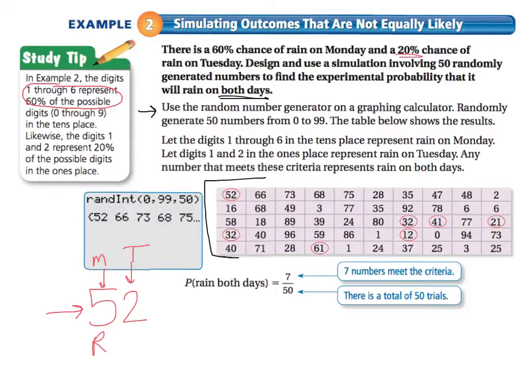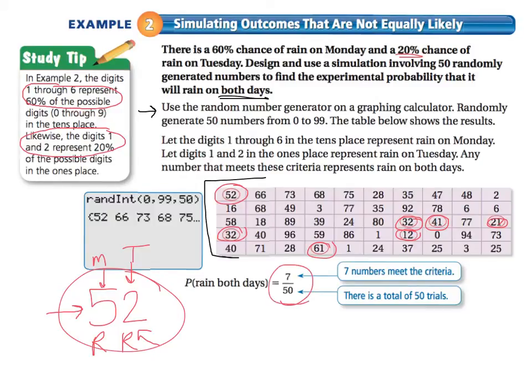Now, the second day, it's 20%. So we're going to represent 1 and 2 as 2 out of 10, or 20%. So this number right here is 1 or 2. That means it rained on both days. So 5 and 2, it rained on both days. As we go through, we circled all of the numbers where this is true based on our random number generator. You'll notice that there are 7 numbers where it rained both days out of 50 total trials. So our probability is 7/50.